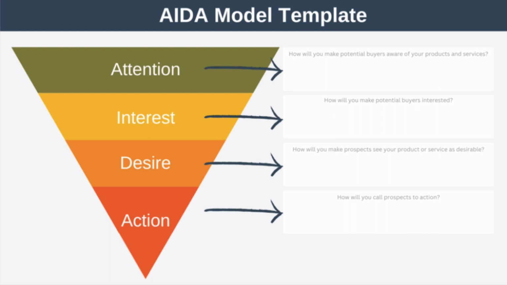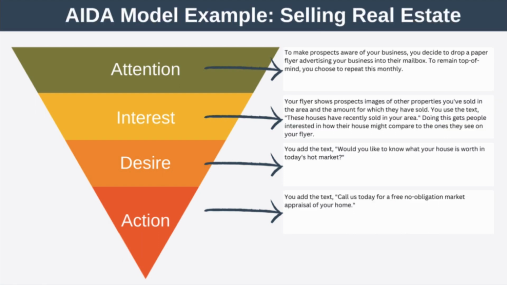Okay, so let's look at some examples of using the model in real life. For this example, imagine you are a realtor or estate agent who wants to sell more houses in your area. How can you do this using the AIDA model? Well, one way could be to use a flyer that you post through the mailboxes of your best potential customers. And that's going to make prospects aware of your business. And you decide to remain top of mind, so you're going to repeat this every month.